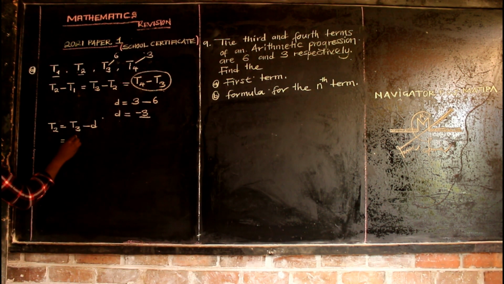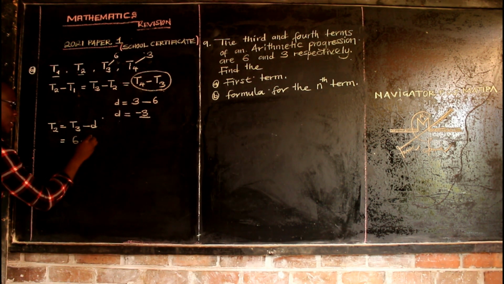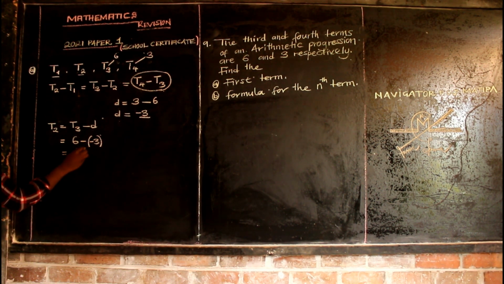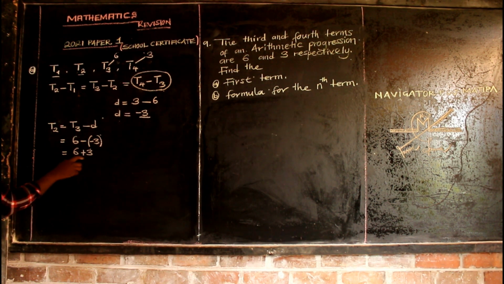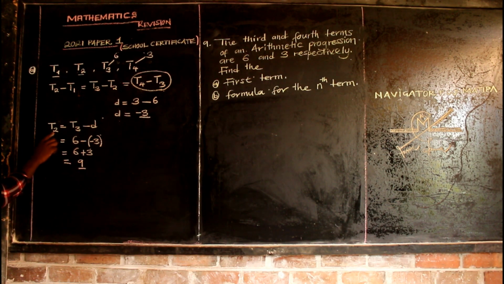Term number 3, 6 minus, what is our common difference? It's negative 3. Okay? Is equal to 6. Negative times negative gives a positive 3. So what is 6 plus 3? We obtain 9. This is 9. Okay? So term number 2 is 9.